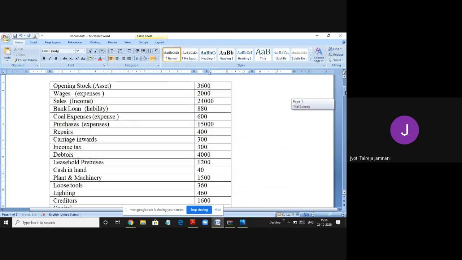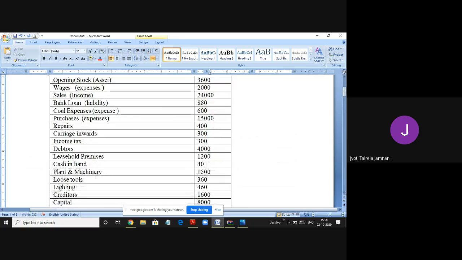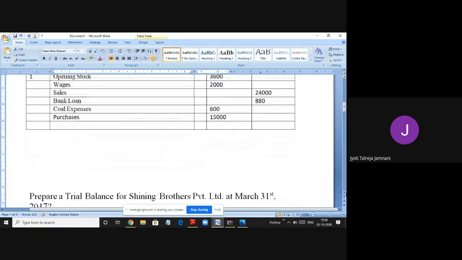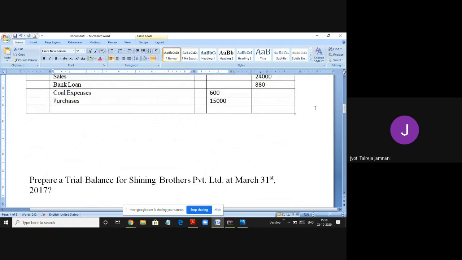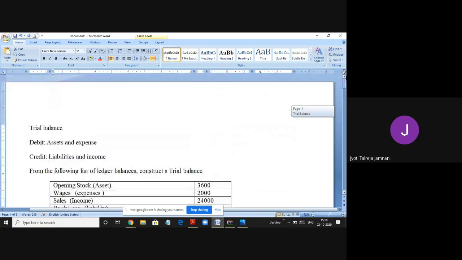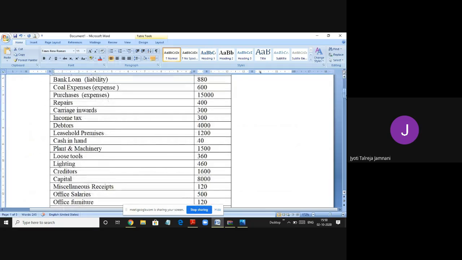The next is repairs. So what is repair? Repair is an expense, and what we do with the expenses, we take it on the debit side. So repair on the debit side, we need to take the amount. So repair is an expense.